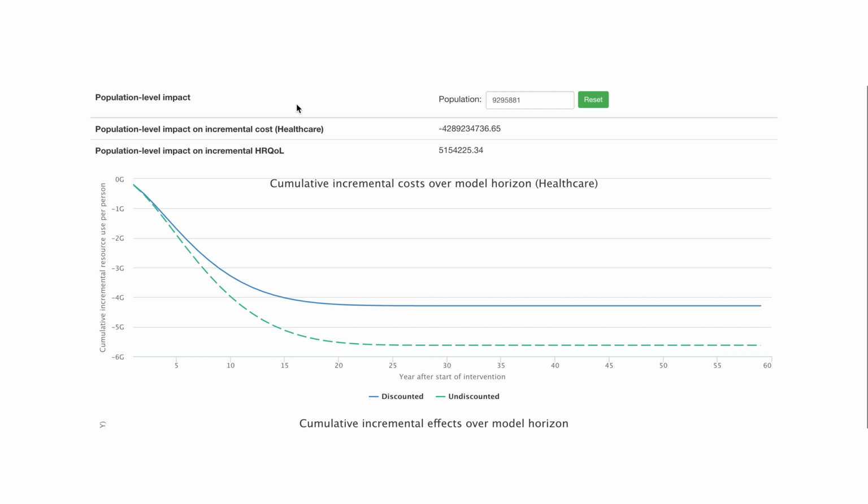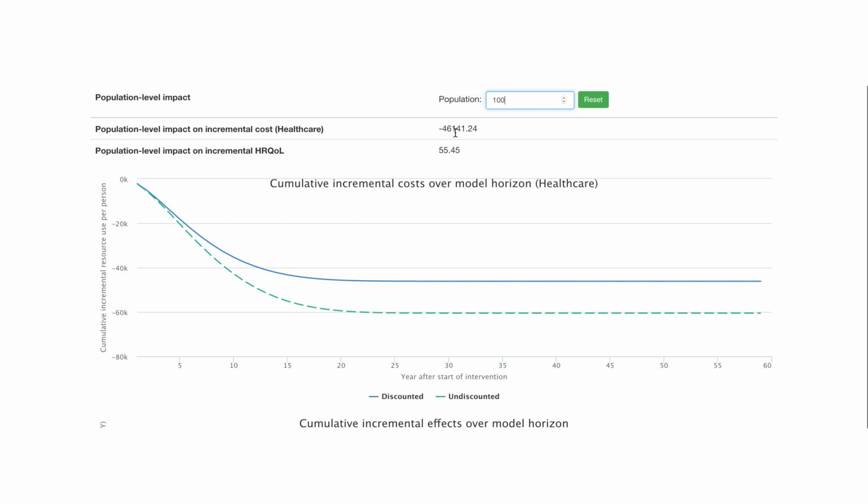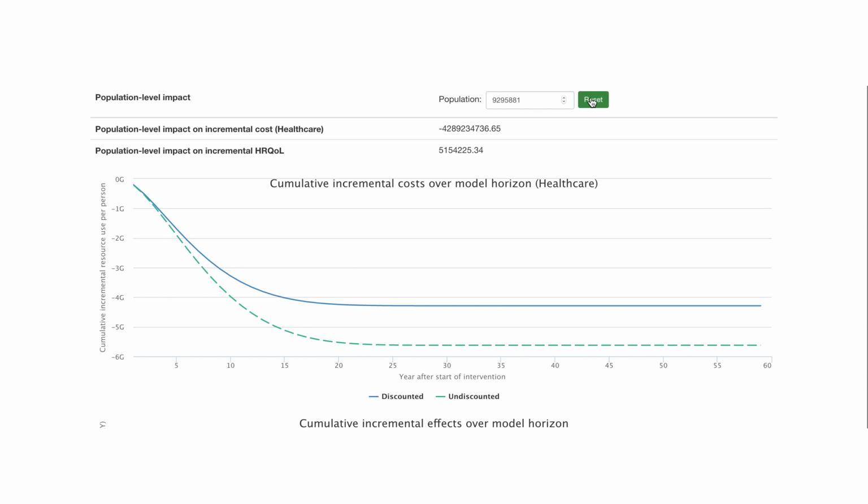The graph on cumulative incremental costs over model horizon depicts an initial downward curve, indicating that the costs decrease during approximately the first 20 years of intervention usage. After this, the costs remain stable, but still lower than the value at the beginning. This graph is to be interpreted in a positive manner, as the intervention is shown to accumulate savings, indicated by the negative value, rather than excess spendings.